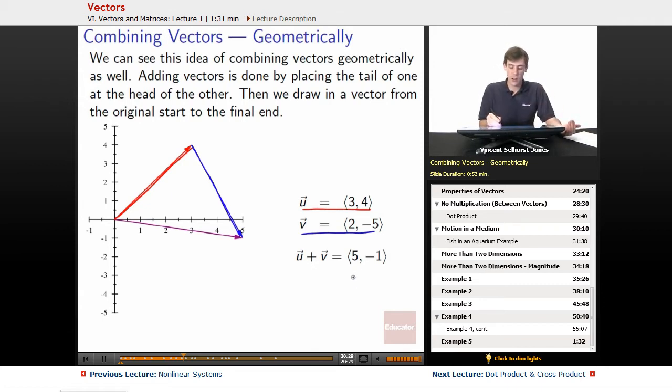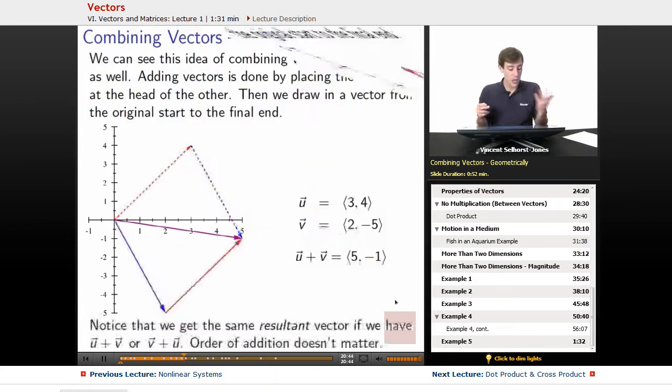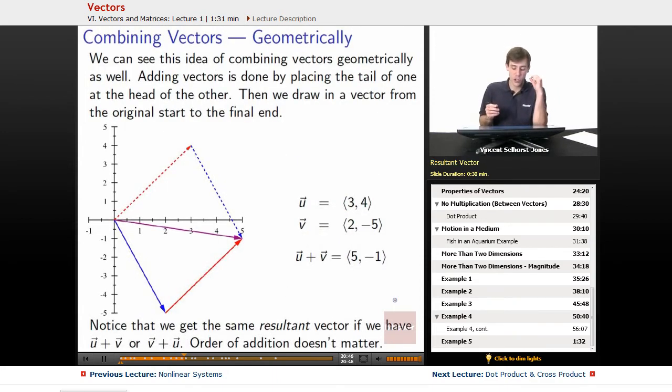So we put those together and we get 5, -1, which is exactly what we see here in the purple vector that is the combination of them. So u plus v is the purple vector that we see there. So we can see this algebraically and geometrically, and the two ideas match up completely. Not only that, but we get the same resultant vector. This resultant, what we get when we put the two things together, is the same whether it's u plus v or v plus u, right?